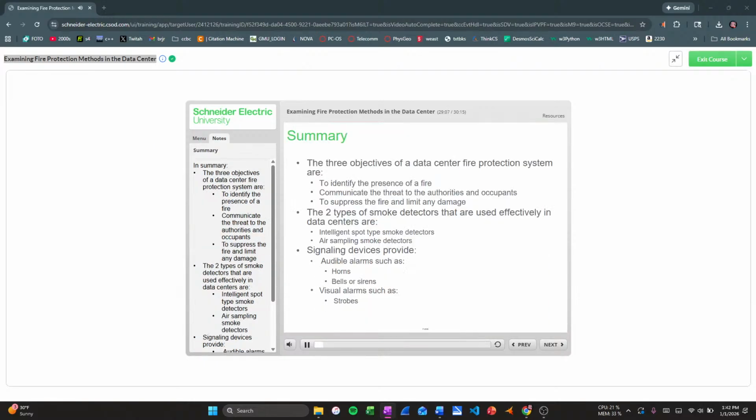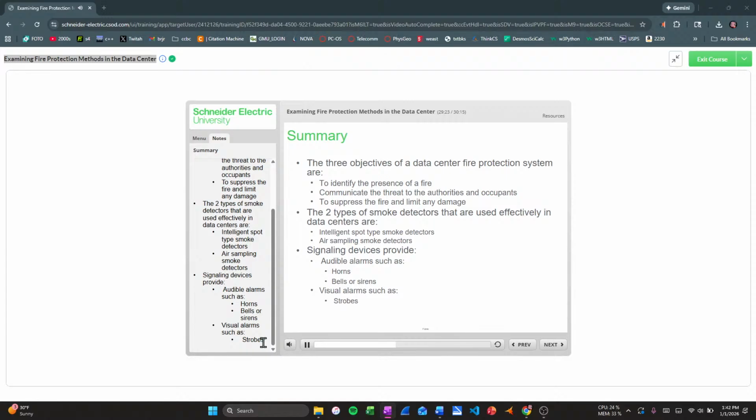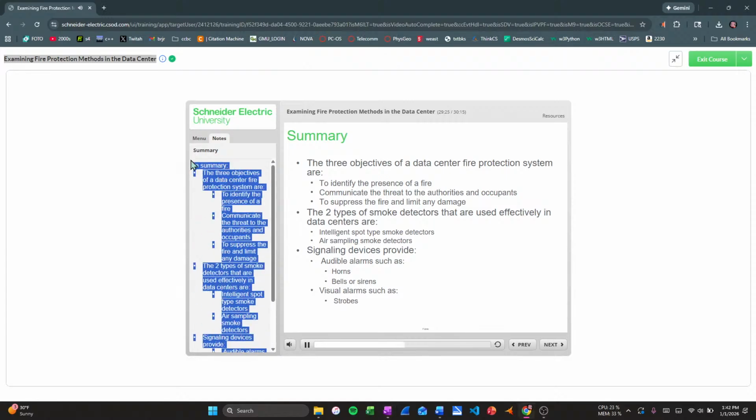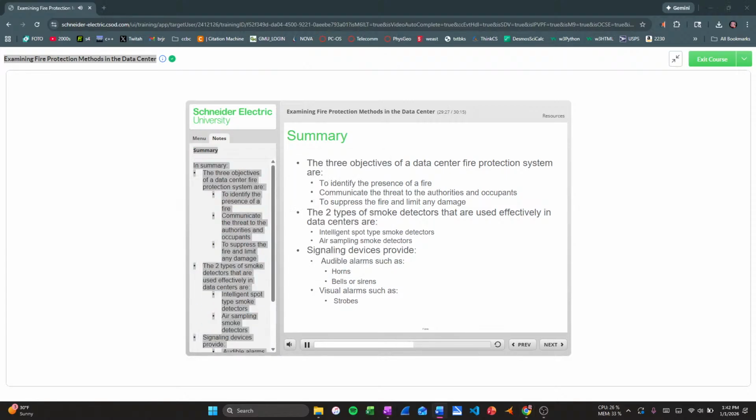To summarize, let's review what we've discussed today. The 3 objectives of a data center fire protection system are to identify the presence of a fire, to communicate the threat to the authorities and the occupants, and to suppress the fire to limit any damage. There are 2 types of smoke detectors that are effectively used in data centers. They are intelligent spot-type smoke detectors and air sampling smoke detectors.